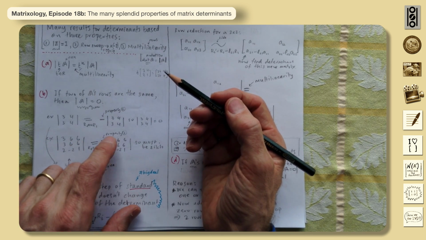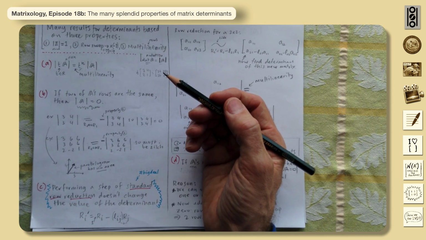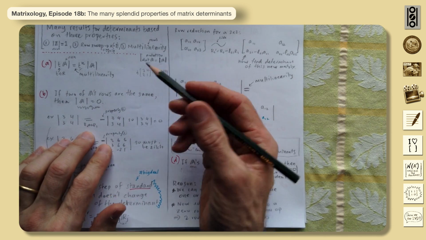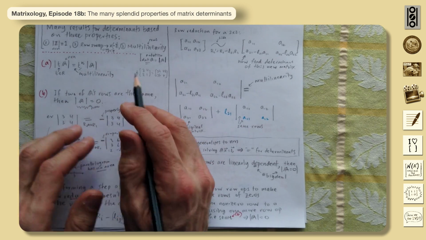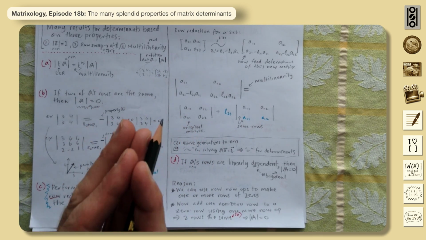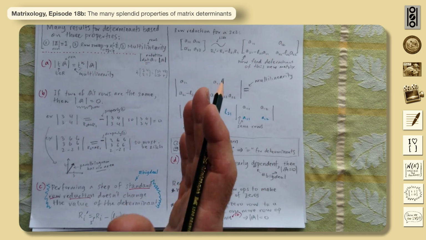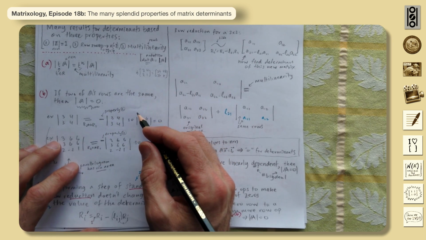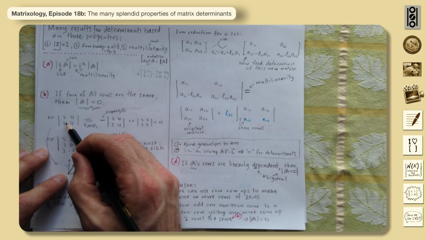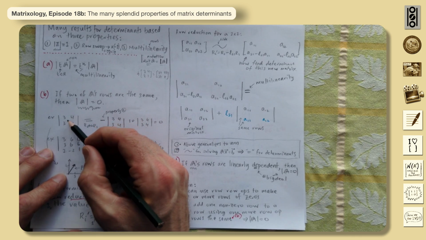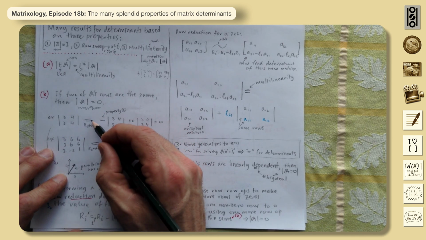So let's think about it. Two rows are the same, so that means two of the vectors making up its parallelepiped are the same. That should be the plan there, the kind of giveaway, right? So let's have an example: 3, 4, 3, 4. These rows are exactly the same.